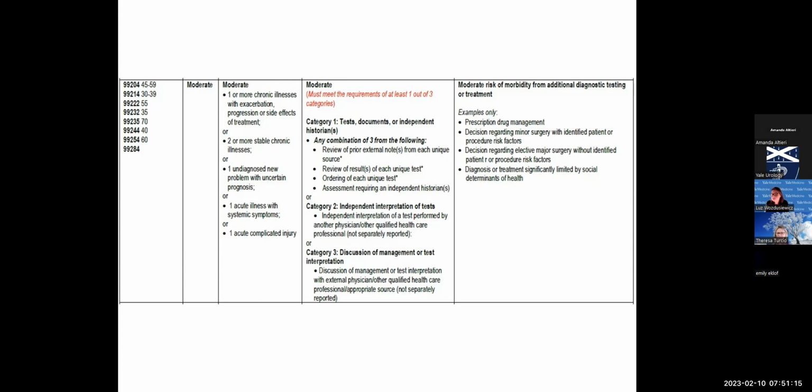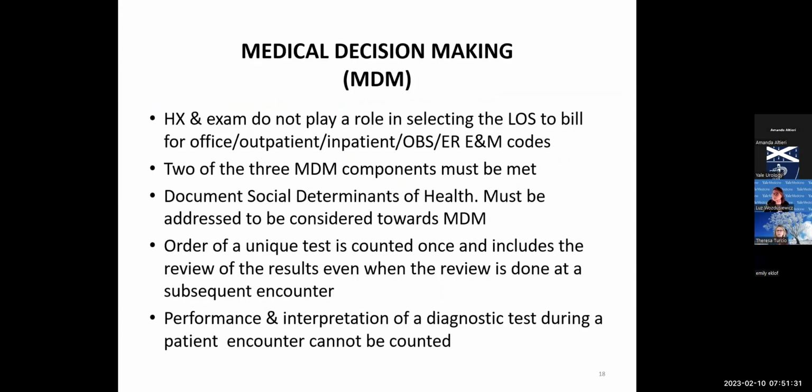So this column is a little complex, and I do recommend reading the rules when you're clicking through the calculator and understanding what you're checking off. I don't see any other questions related to that. Just a few more slides related to E&M services. We'll keep clicking through. So again, history and exam no longer play a role, but you should be documenting what's medically necessary. 2 out of the 3 medical decision-making components must be met.